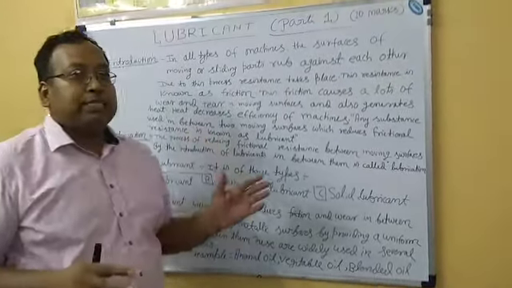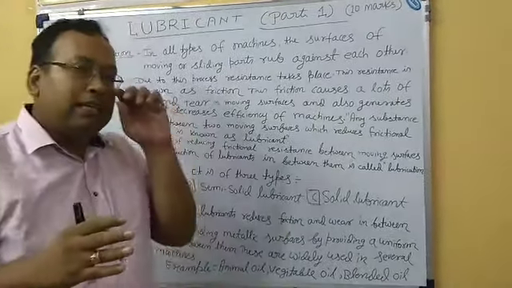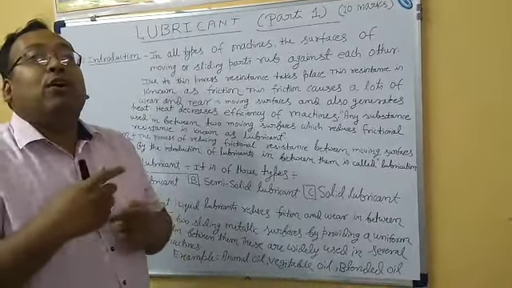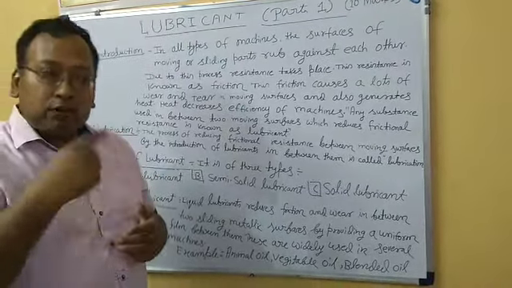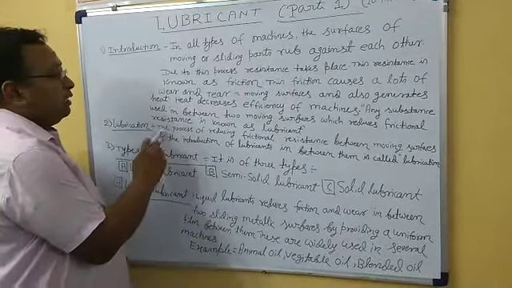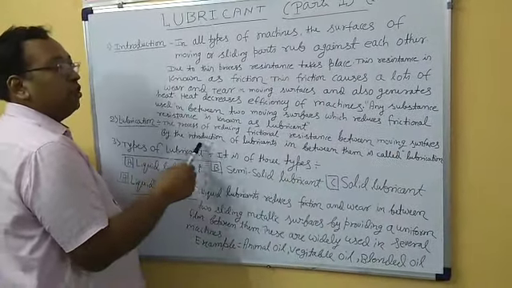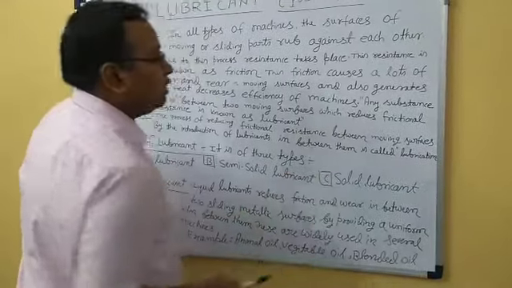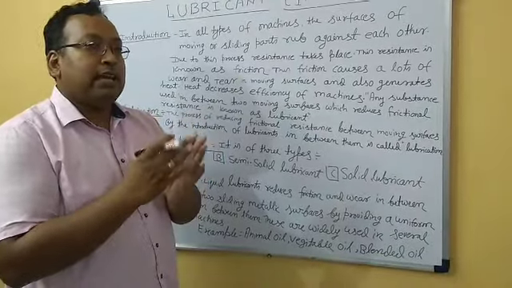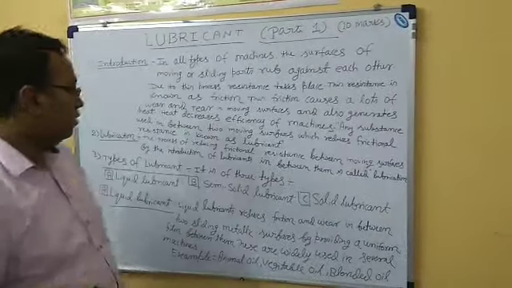The next topic is lubrication. What is lubrication? It is very simple. Lubrication means the introduction of lubricant in between two moving or sliding surfaces. The process of reducing frictional resistance between moving surfaces by the introduction of lubricants in between them is called lubrication. So when surfaces are moving on each other, and we introduce lubricant there, it reduces friction, and that process is called lubrication.